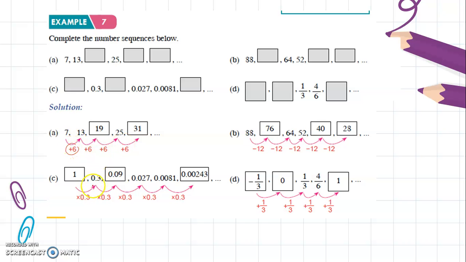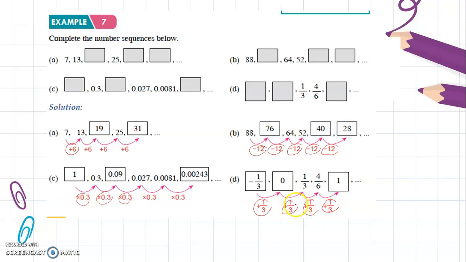And then for B, the pattern involved is -12, or subtract 12. So you subtract 12 one by one to complete the given number sequence. And then for C, you multiply by 0.3. And then for D, you add 1/3 to obtain the next number.